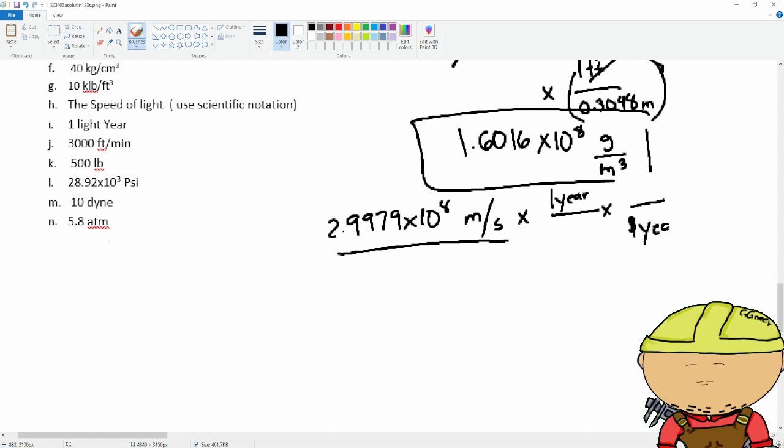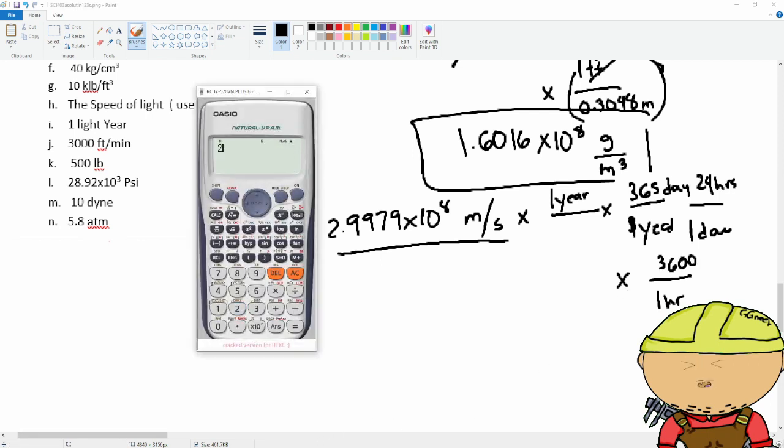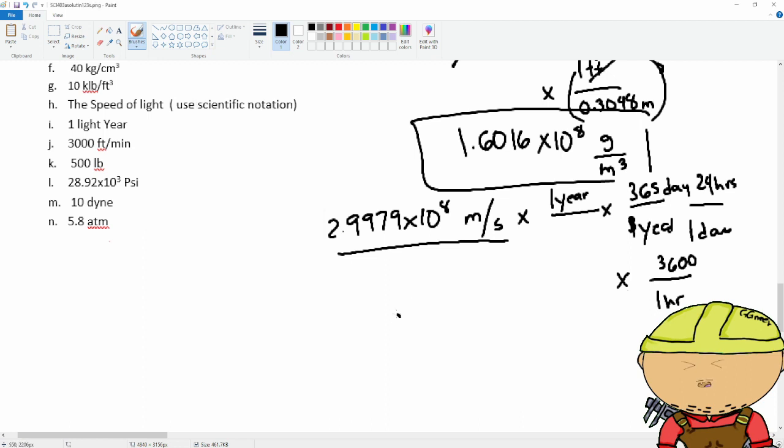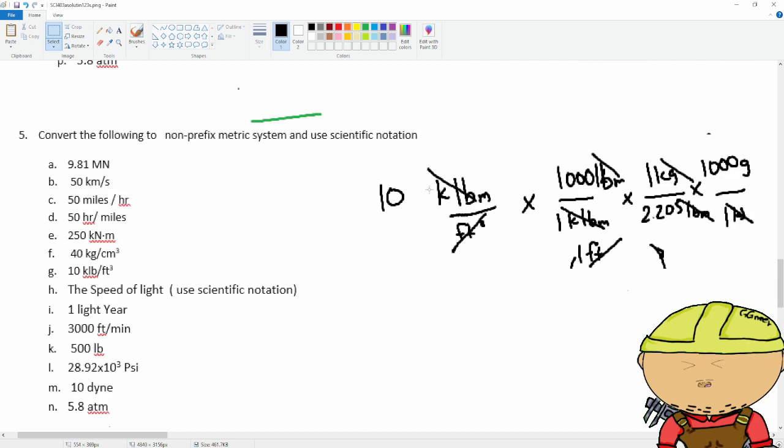So we're gonna use 1 year. 1 year is 365 days, and 1 day is 24 hours, and 1 hour is 3,600 seconds. So that's gonna become times 10 to the 8 times 365 times 24 times 3,600, which is 9.4542 times 10 to the 15 meter. And that is already non-prefix metric system in scientific notation.